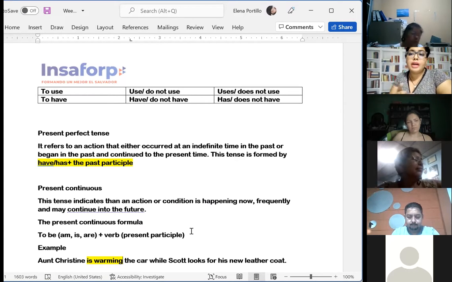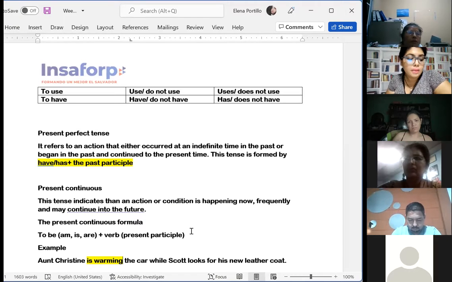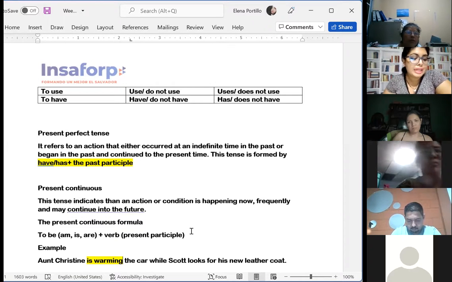So also we have that in the formula, we have to be: is, are, and the verb in present participle. When we want to use the present continuous, we are going to use it with the appropriate to be verb and a dynamic verb. A dynamic verb shows action and or process. In this case, we are going to use the action verbs or the dynamic verbs because they show the action.